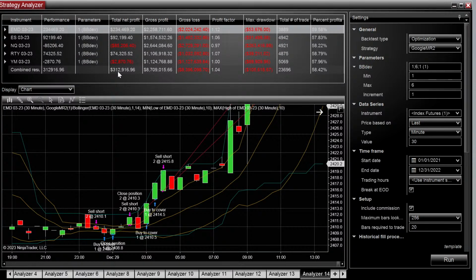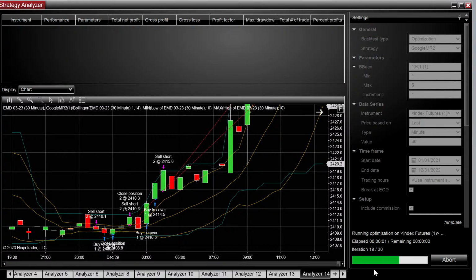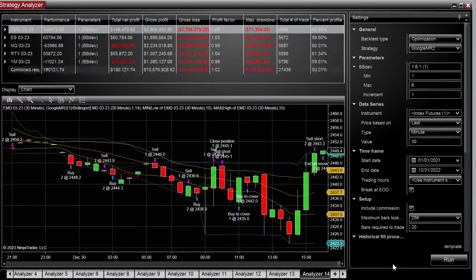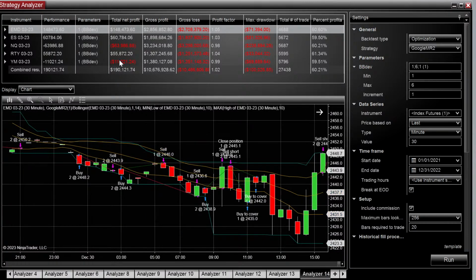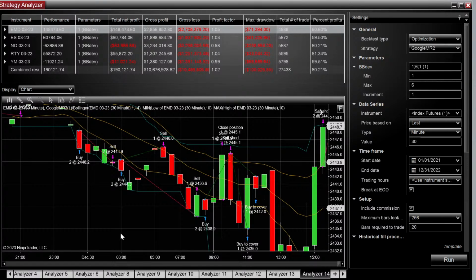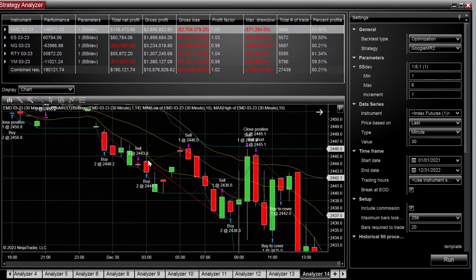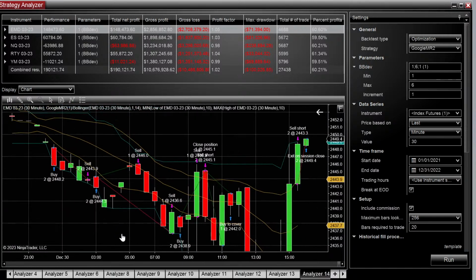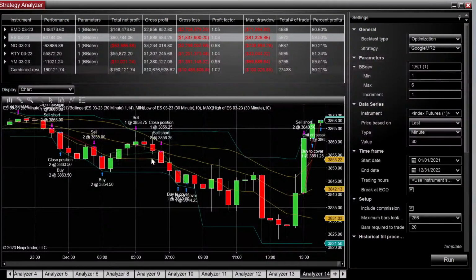We got 312 on 105. Pretty massive drawdown there. I need to make sure that it did it correctly. EMD just has terrible price action. It's so gappy.